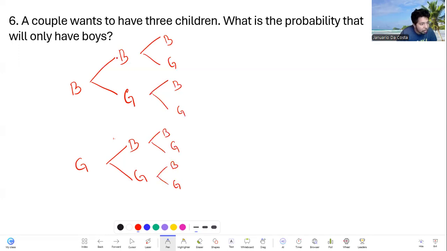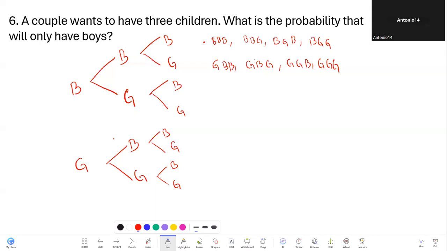So one event will be boy, boy, boy, and then boy, boy, girl, and then boy, girl, boy, and then boy, girl, girl, and then girl, boy, boy, and then girl, boy, girl, and then girl, girl, boy, and then all 3 girls. So the sample space is 8.